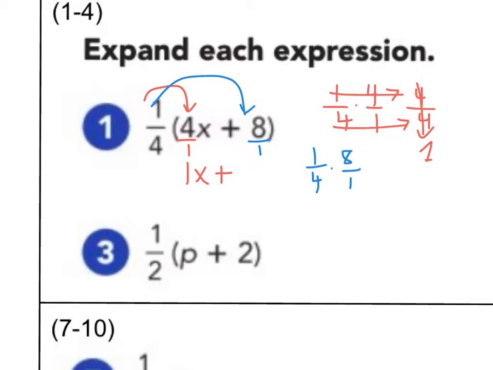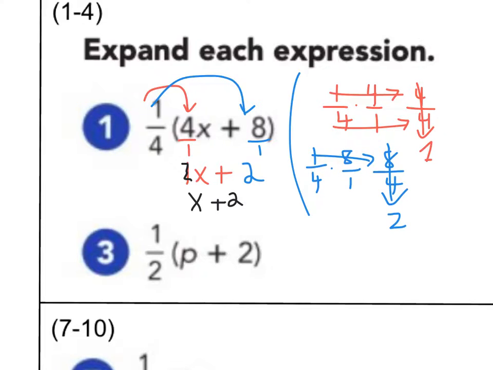I like to do my work on the side of the problem so I can write my final answer underneath it. So that's 8 over 4. 8 divided by 4 is 2. So that's going to be 2. So final answer, I could leave the 1 off. x plus 2. That's it.